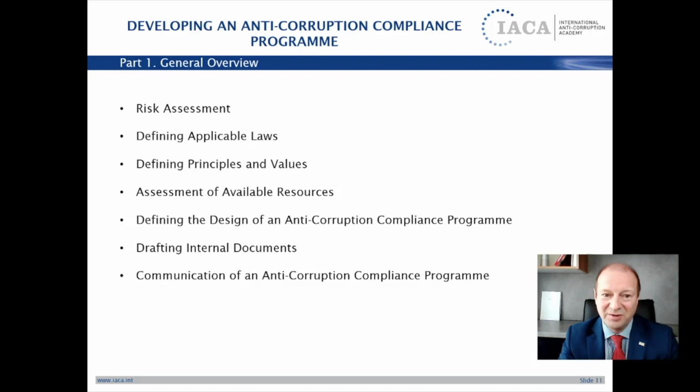The next step is drafting internal documents. And finally, you should communicate your compliance program to employees, to your business partners, and government authorities. You should make clear that your company doesn't accept corruption and will never be involved in any kind of corrupt deal.